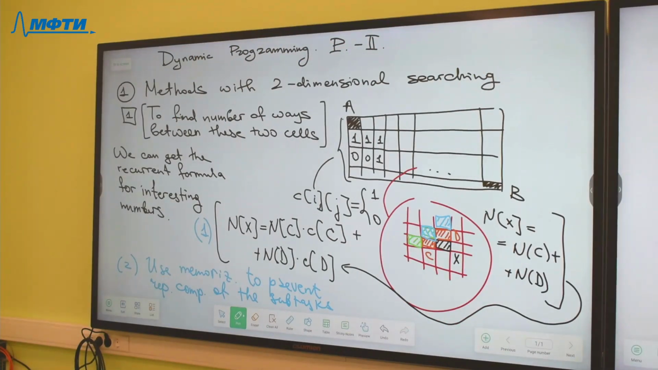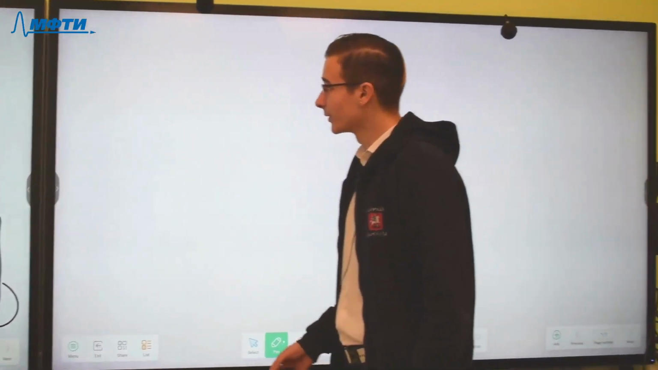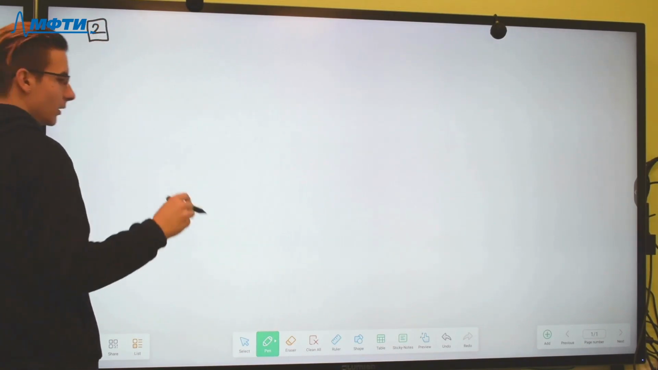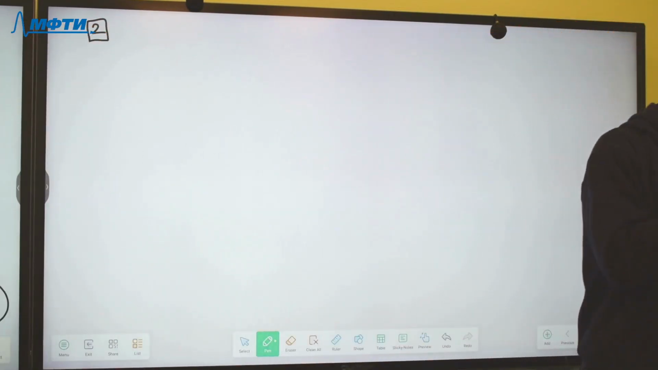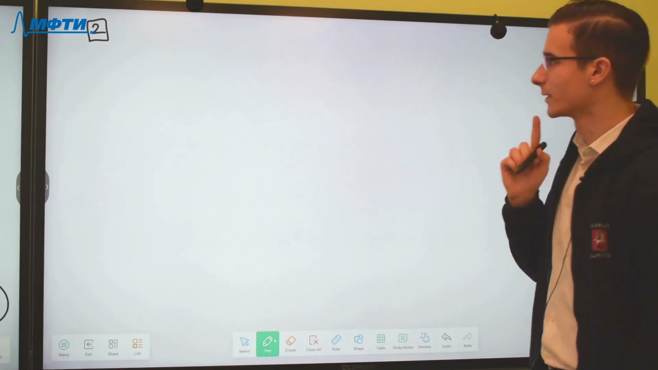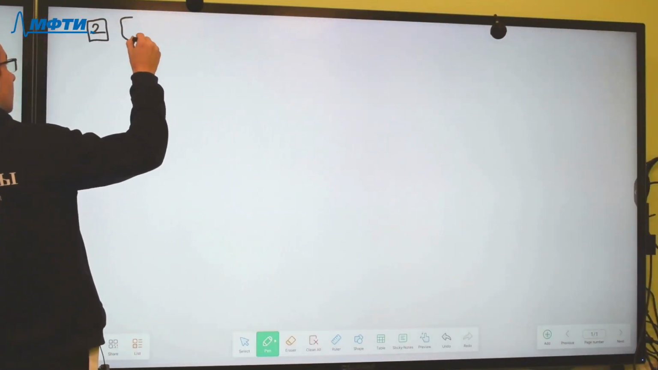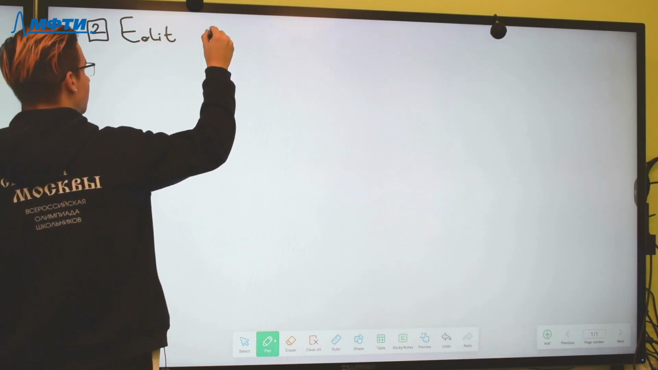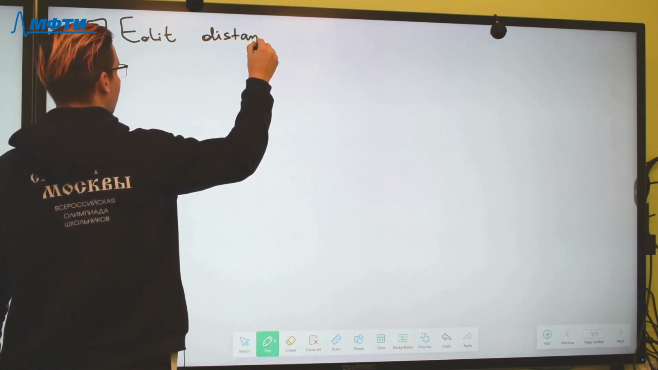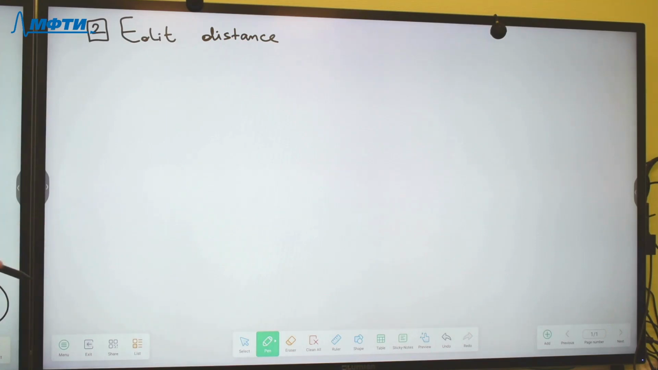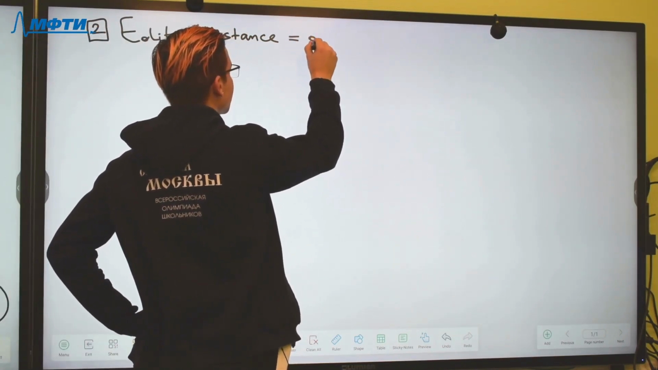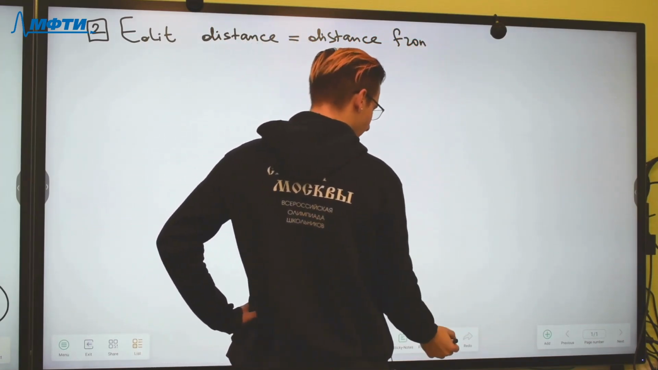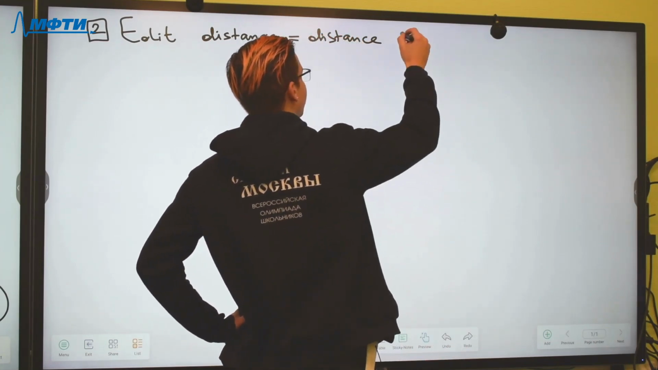And then we talk about a different problem, and we talk about why two-dimensional methods are interesting for us. So the second task is named edit distance. It is the distance between two words.